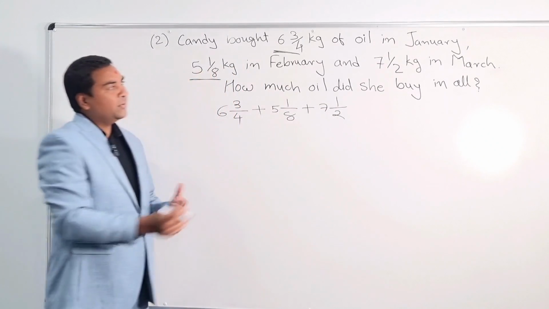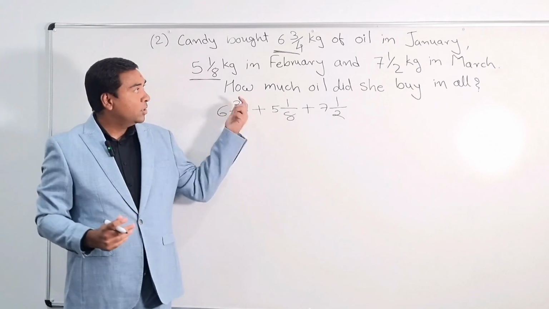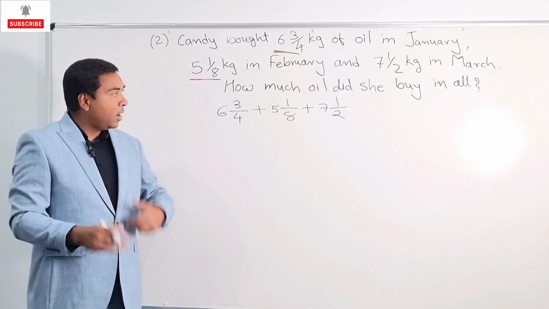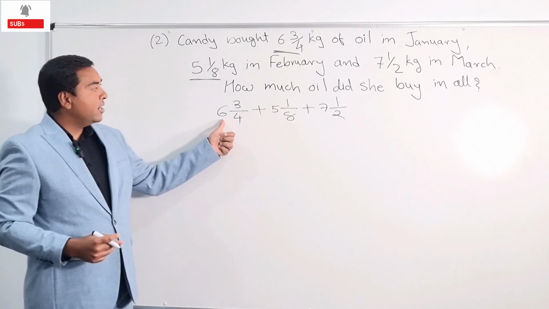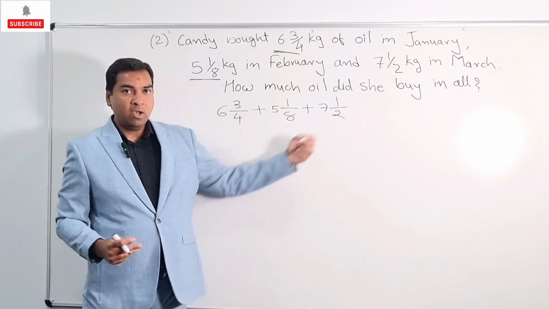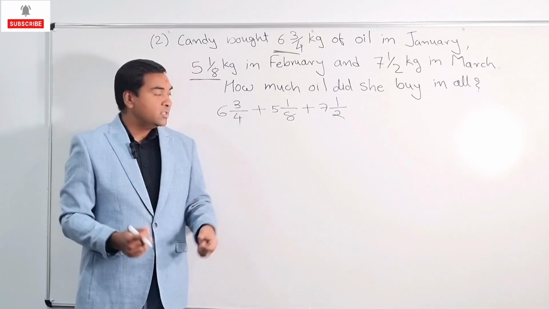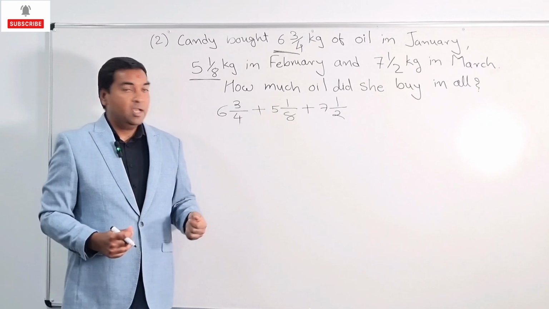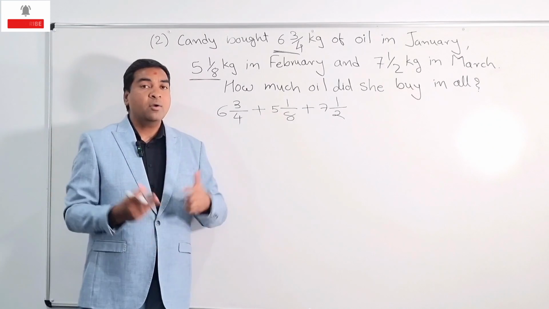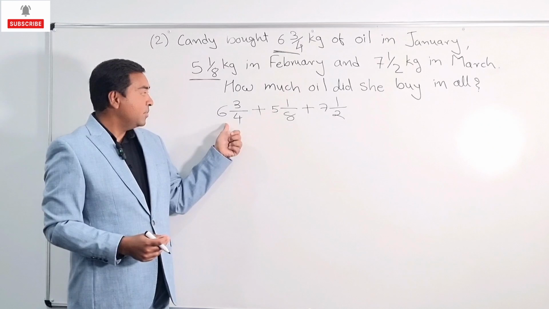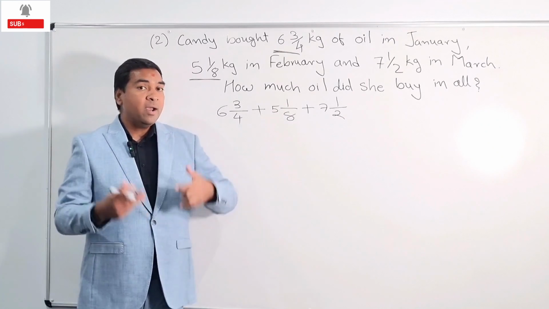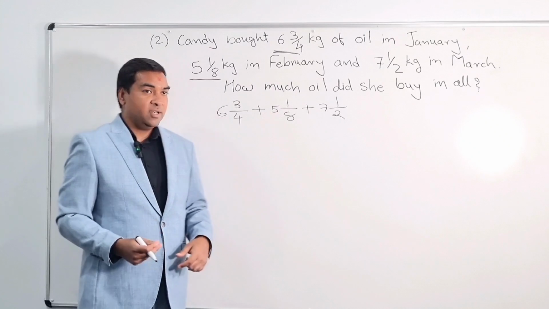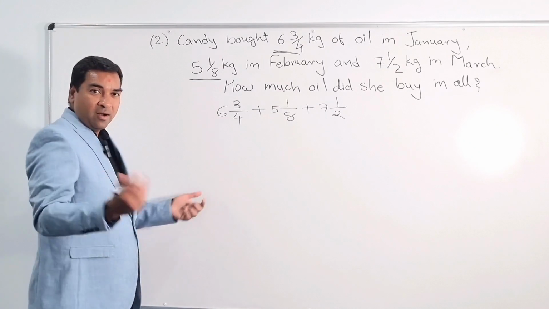So I think the very first thing is very easy to understand. Whatever she is buying in January, February, March, we're going to add them up. But now the only thing is, we are adding up mixed fractions. So my very first request is, we're going to change our mixed fractions into improper fractions. If you've got a bit of difficulty in doing that, I've got a separate video of changing mixed fractions into improper and improper into mixed. So you can just watch that and then you can do this question, yeah? But that's not very hard. You can learn here as well.